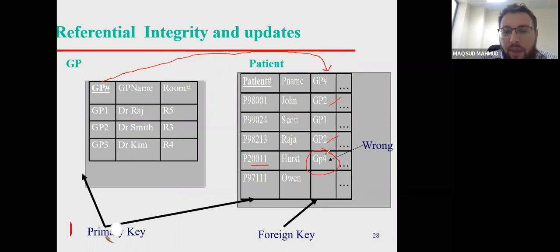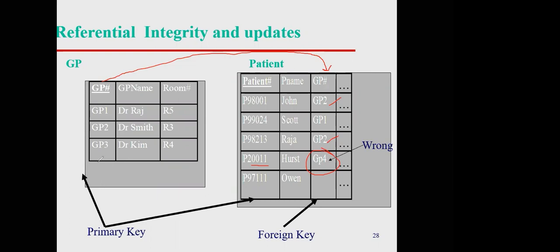So if I ask patient number 2001, who is your doctor, he will say GP4. I will check in the primary key and say we don't have GP4. Let's suppose GP4 is Ahmed. If I ask, he says Ahmed, but if I look in this table, there is no Ahmed here. There is no match between the foreign key and the candidate key.